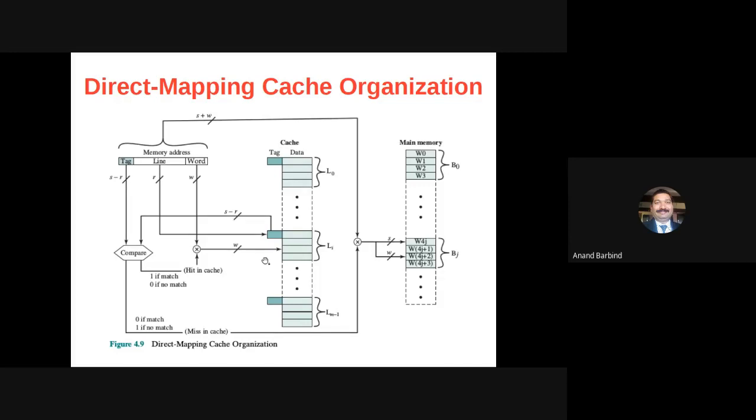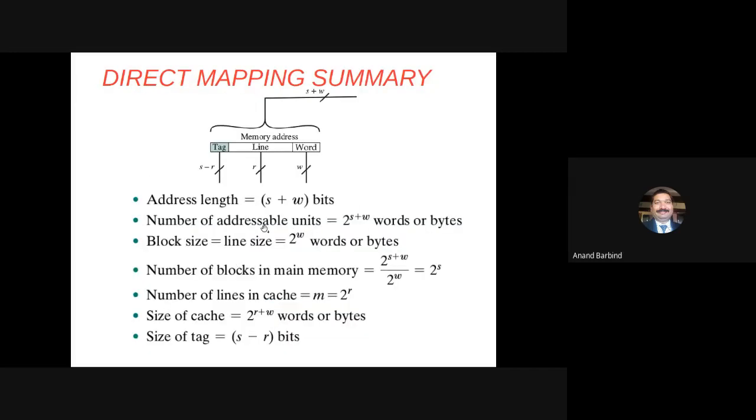Because if some block is present in the cache, then that block can be present at a particular line number in the cache. Otherwise, that block is not present in the cache. So these are some of the features of the direct mapping method. The address length is s plus w bits. All these bits together are s plus w bits.